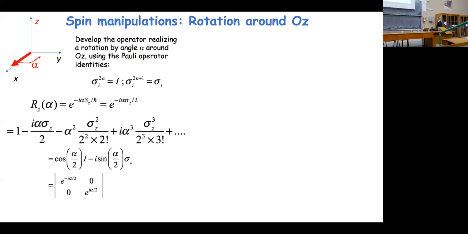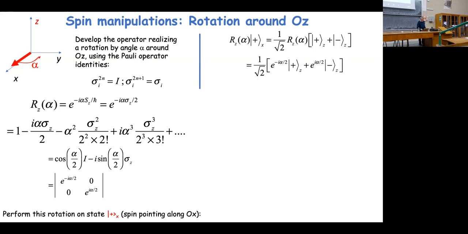And as an illustration, on the right part of the slide, I show the action of this rotation on the state plus along x. I take the quantum state, which is the eigenstate plus along the x direction, and I apply the rotation by angle alpha. So what will happen if you make a pi over 2 rotation? Clearly, you will go from x to y. So making a rotation of plus x by pi over 2 will bring you to the plus state along the y direction. This is what you get here.